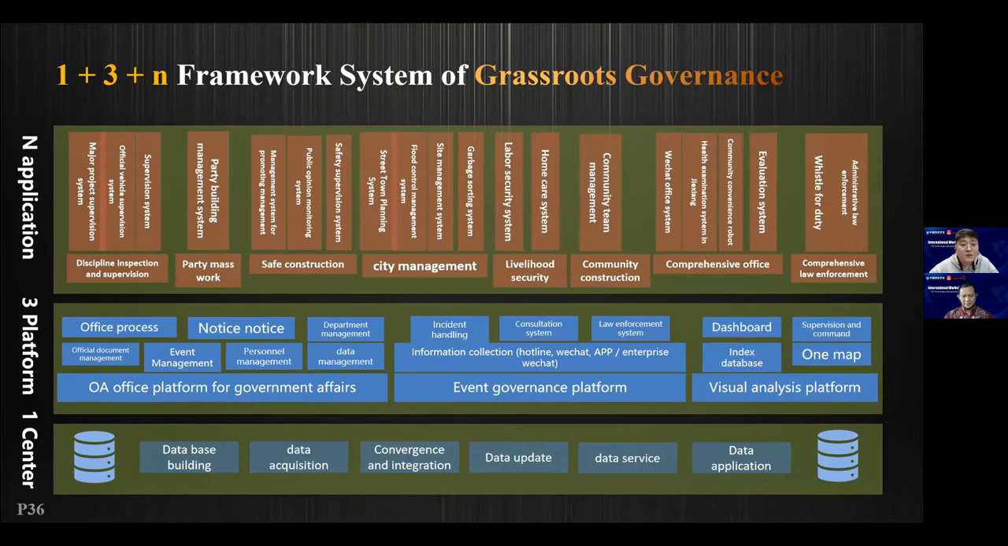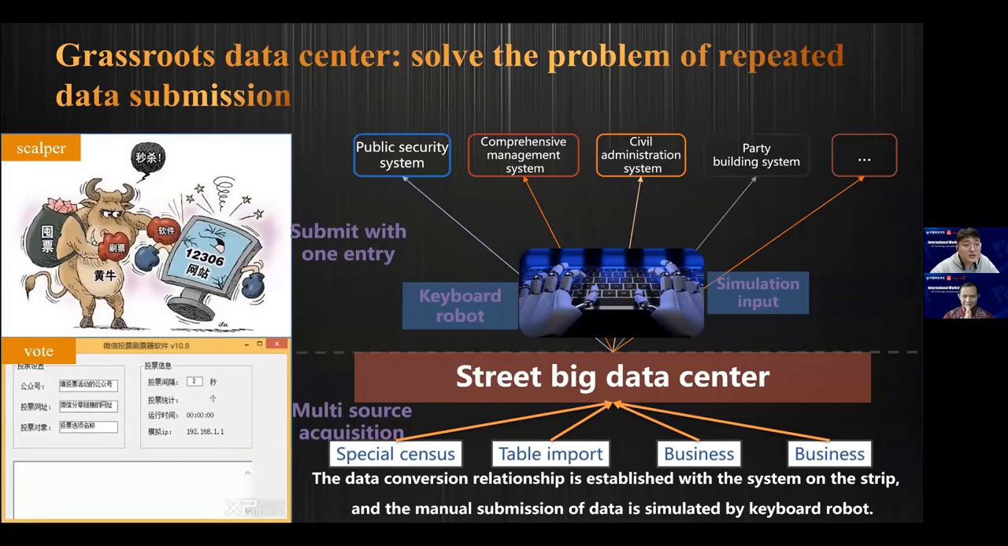1+3+N for grassroots governance. They are the one center, and we can understand this one center is the data middle platform, and three platforms. They are the OA office platform for government affairs, the event governance platform, and the virtual analysis platform. And applications are based on these three platforms. We can develop a lot of different applications. So next, I will introduce a few cases of those applications.